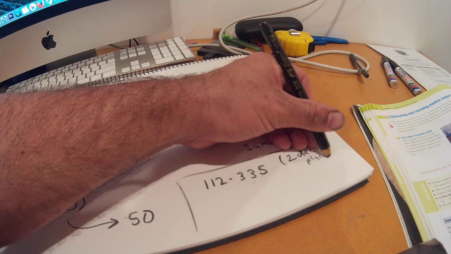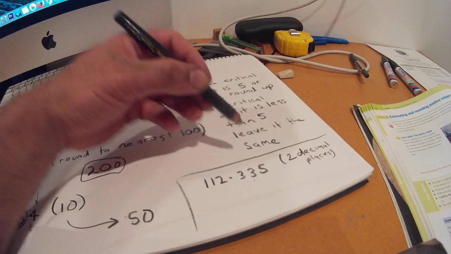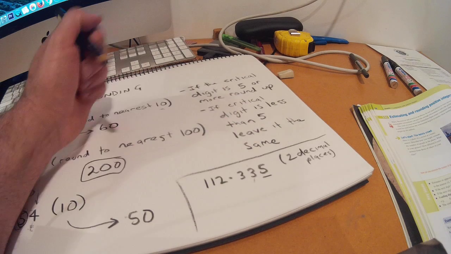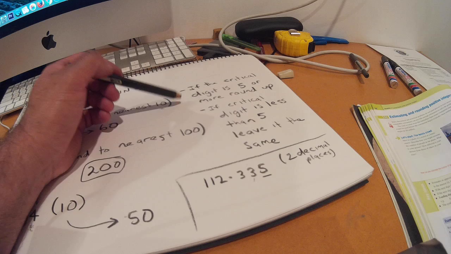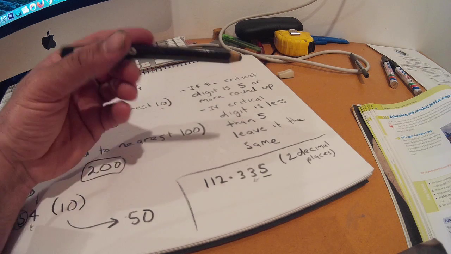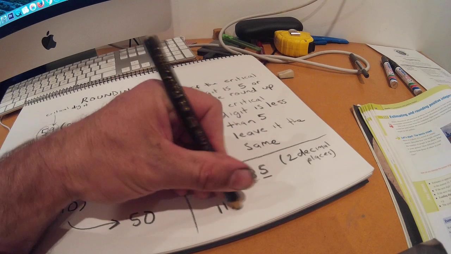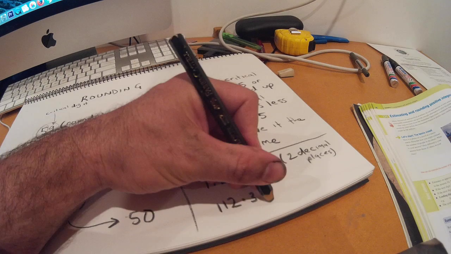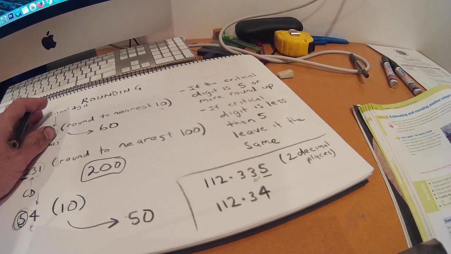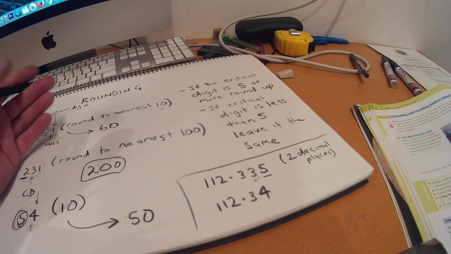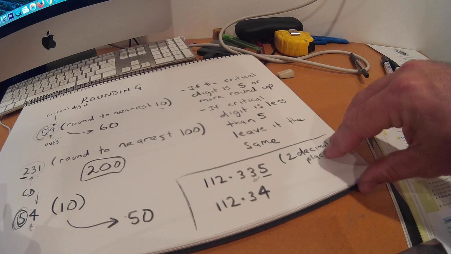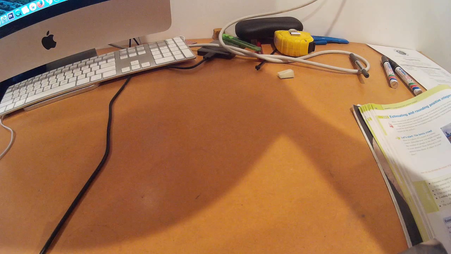So if I'm asking you to round to 2 decimal places, you find the digit after the second decimal place and you work out using the same rules. Is it 5 or more? It is 5 or more, so this will go up. So the answer would be 112.34 because the critical digit was a 5, okay? So that's how you round using decimals, okay? I'm going to do one more example of that because I'm certain that that's not going to be clear enough for everybody. So let's have a look at a few examples.